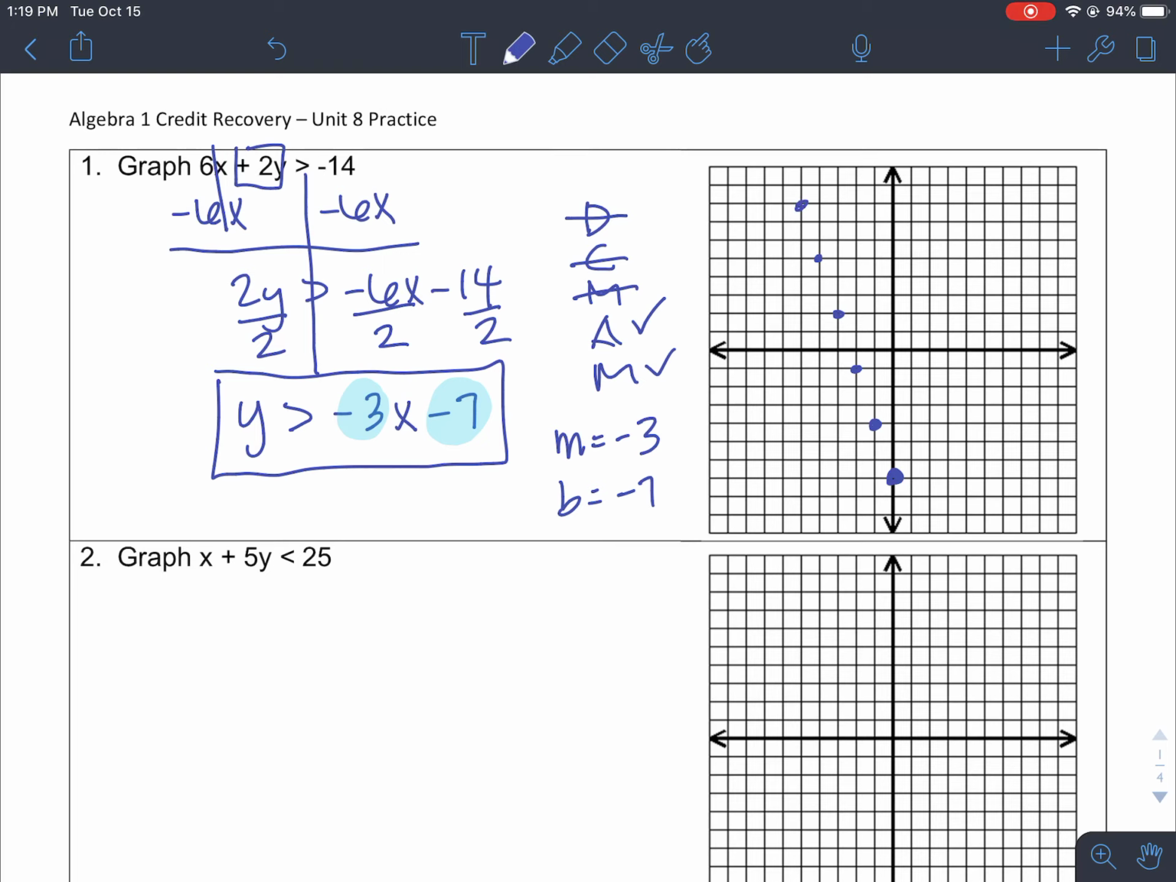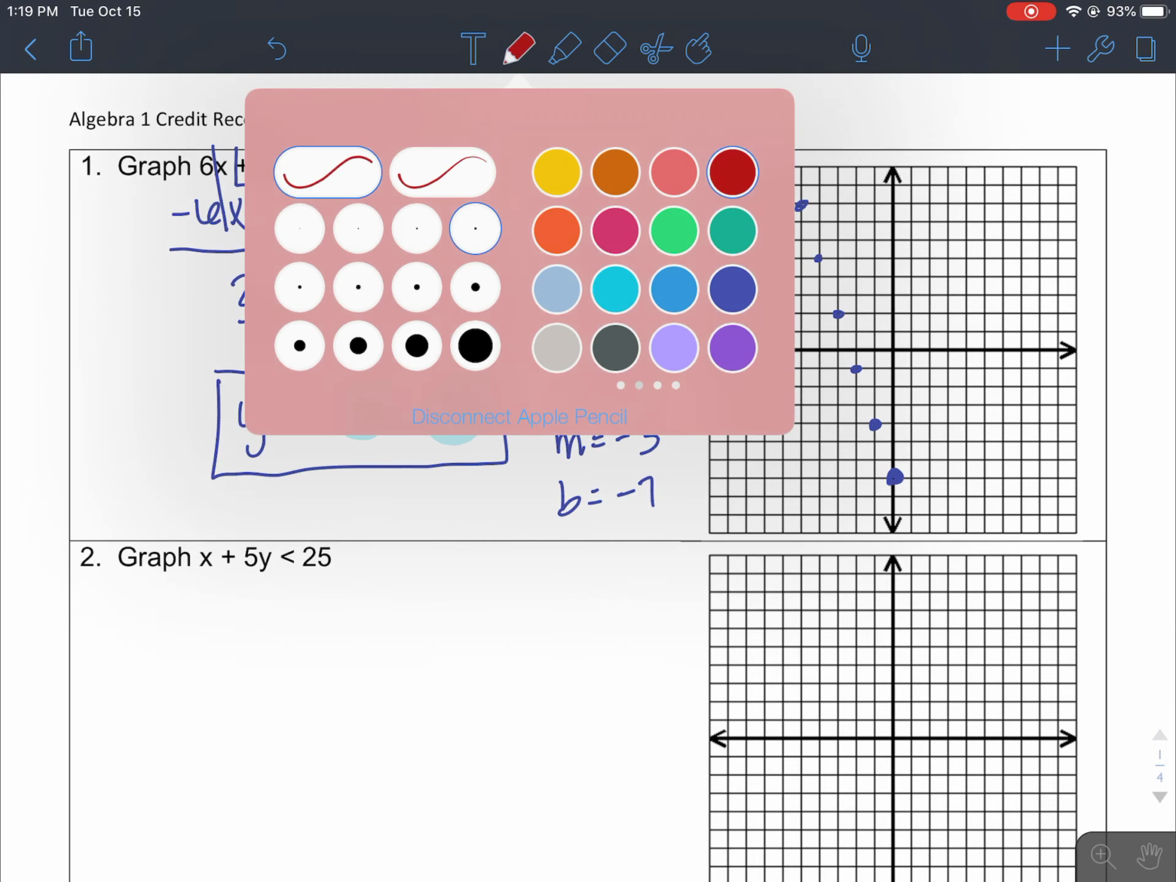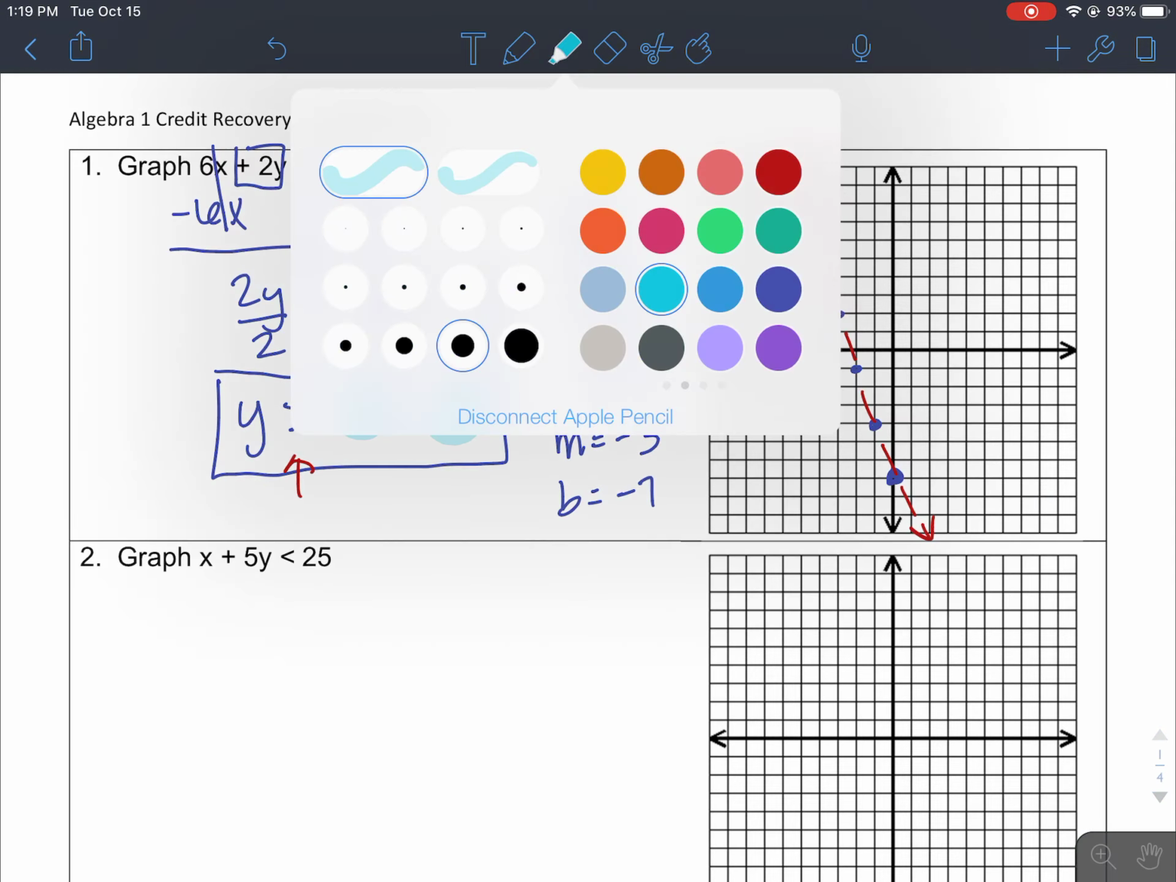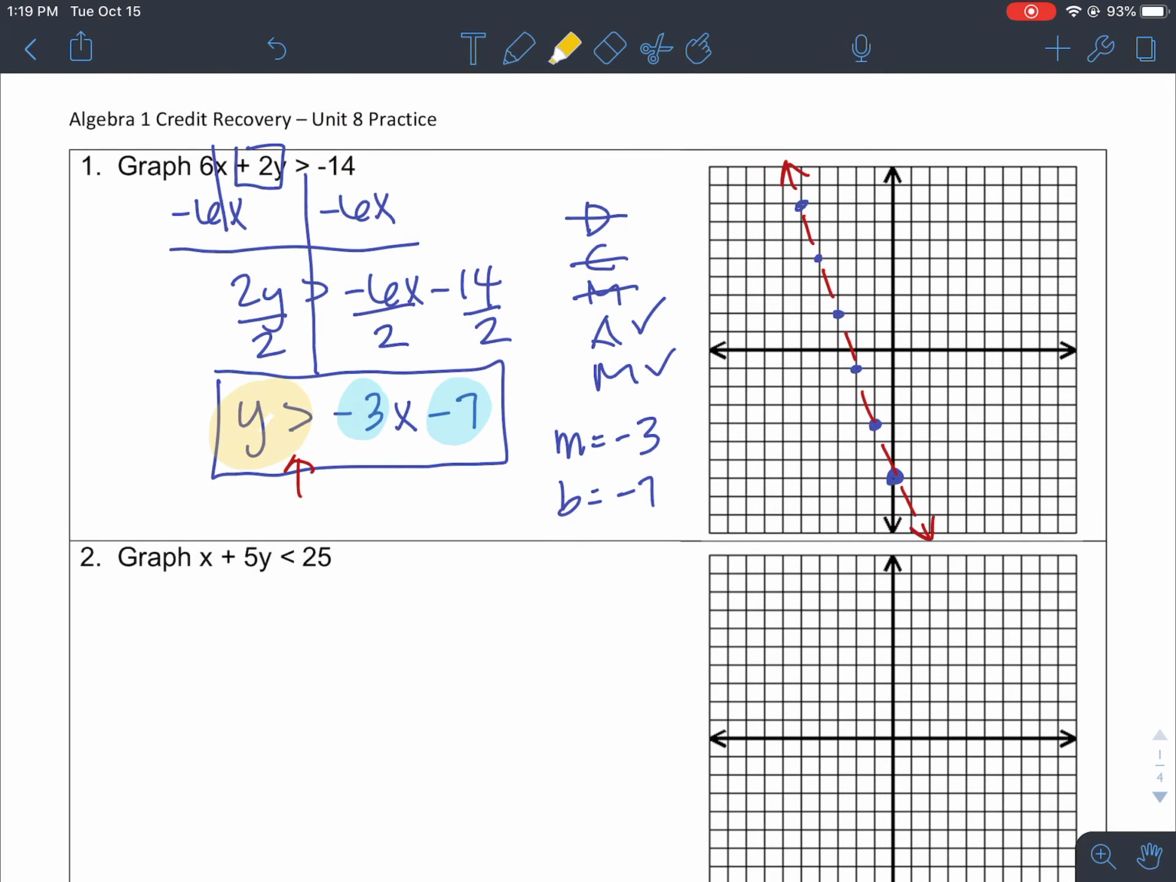Now to determine if this is going to be a solid line or a dashed line, looking at my inequality sign, it is just greater than, so it's going to be a dashed line. If it was greater than or equal to, then it would have been a solid line. And the last thing that I have to do is shade. So when I think about shading, I'm looking at the inequality and I'm saying that my y values are greater than. So looking at my y-intercept, the y values that are greater than will be above my line. So I'm shading above the line, which happens to be on the right side.